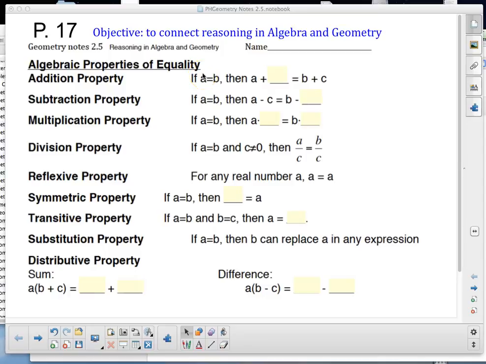Okay, so this is section 2.5, page 17. Objective: to connect reasoning in algebra and geometry. Okay, so here's the deal. We've seen these algebraic properties of equality before. We're talking about the basics for proof.